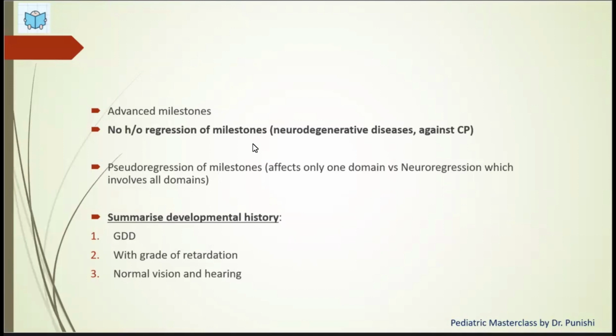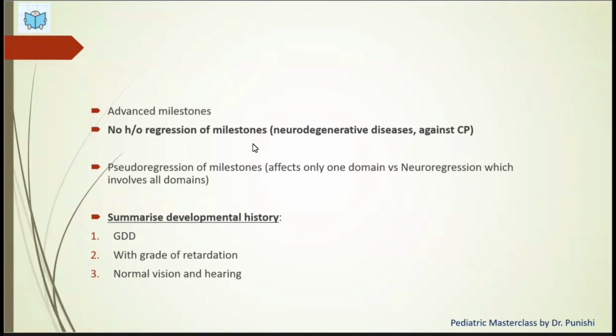And how do you differentiate this from regression? When we say regression of milestones, it affects all the domains, whereas pseudo regression of milestones will affect one particular domain, and there'll be one or two losses of milestones. So that is how we differentiate pseudo regression versus complete neuroregression, because you can have pseudo regression in CP, but when you have neuroregression of milestones, it cannot be CP. It will lead to a different set of diagnoses, which is your neurodegenerative disorders. So that is why you should always mention whether there's any history of regression of milestones.